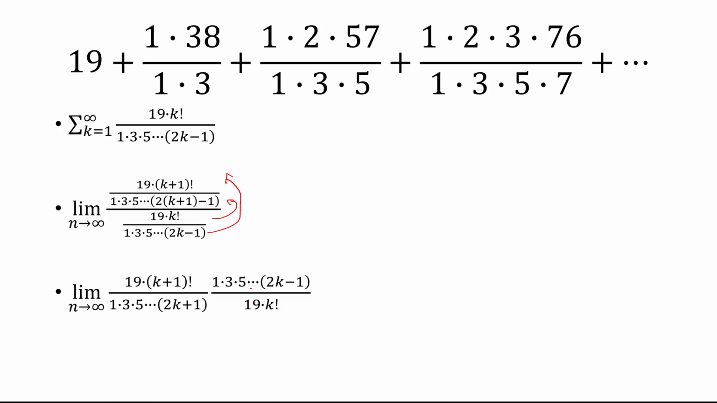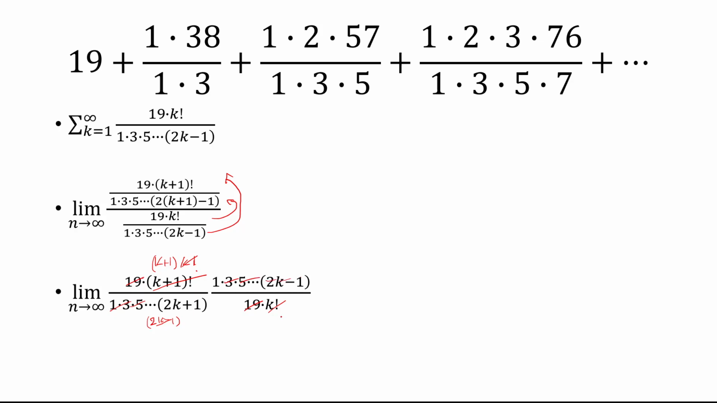Now we can do a bunch of simplifying. So we have the 19's canceling. k plus 1 factorial is the same thing as k plus 1 times k factorial, which k factorial cancels. So you're just left with k plus 1. And over here, the previous term to 2k plus 1 was a previous odd, which was 2 away. So that would be 2k minus 1. So everything prior to that will cancel, and you're just left with 2k plus 1.